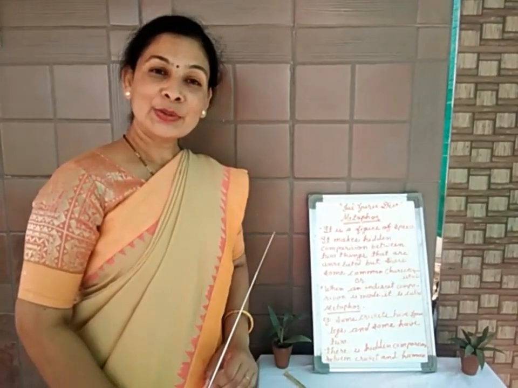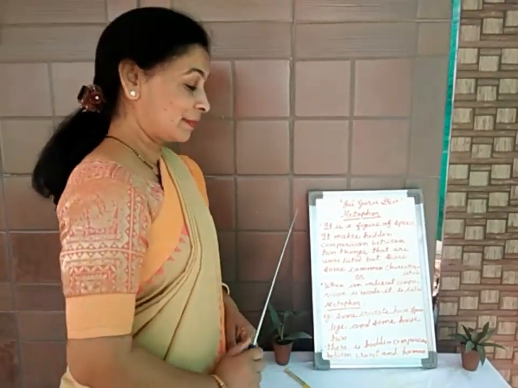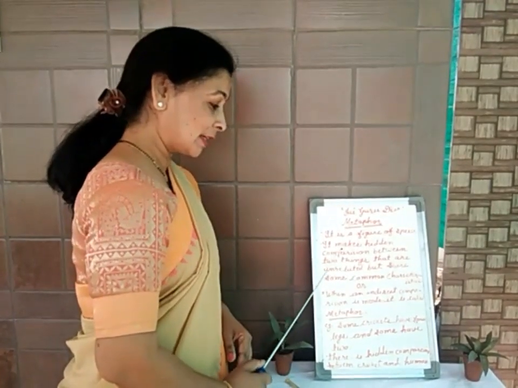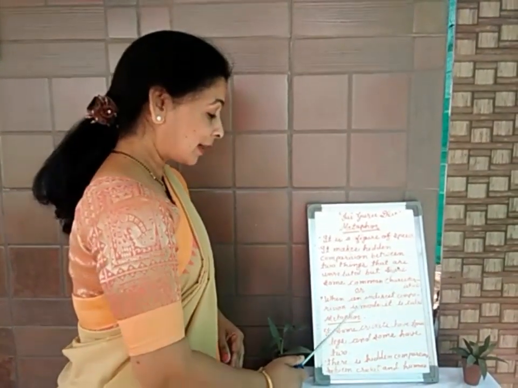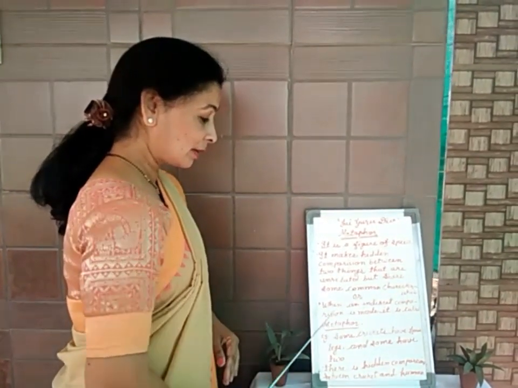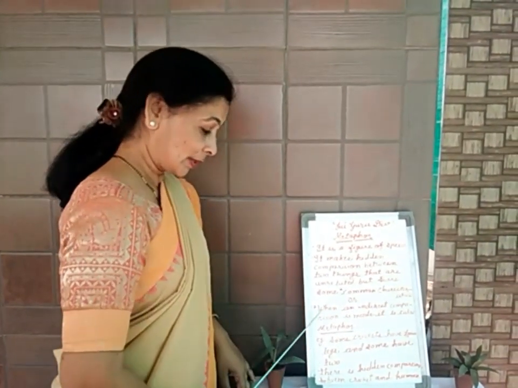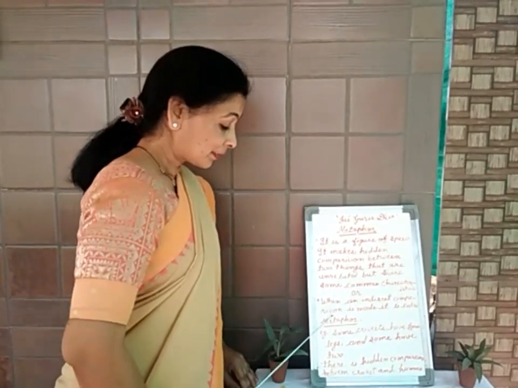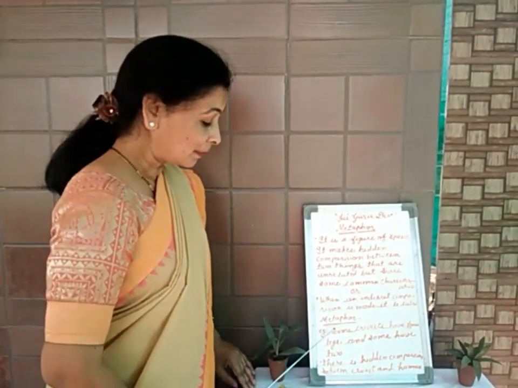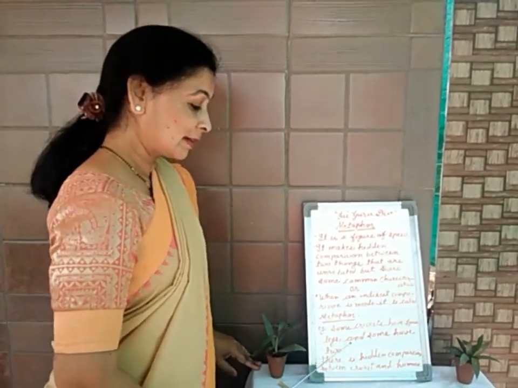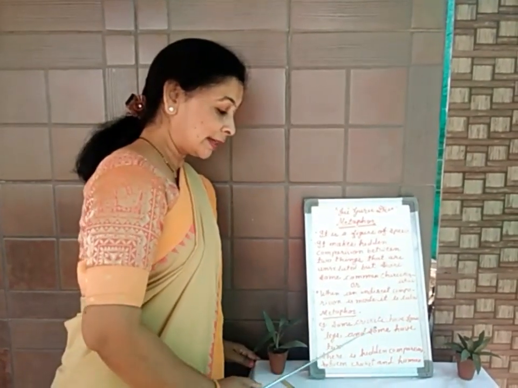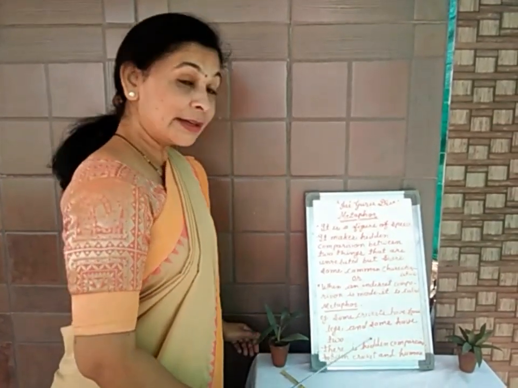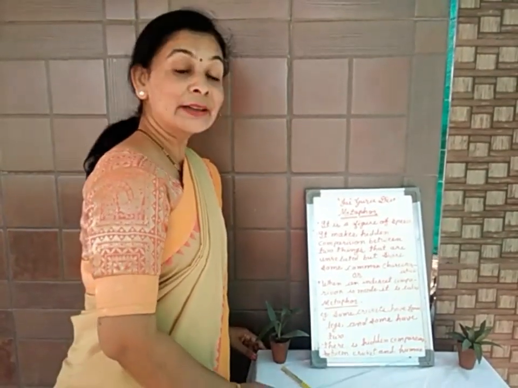In this poem, I used a new word, that is metaphor. Metaphor is a figure of speech. It makes a hidden comparison between two things that are unrelated but share some common characteristics, or when an indirect comparison is made, it is called a metaphor. For example, some crickets have four legs and some have two. Four legs is for the insect, and some have two means human being. So there is a hidden comparison between cricket and human.